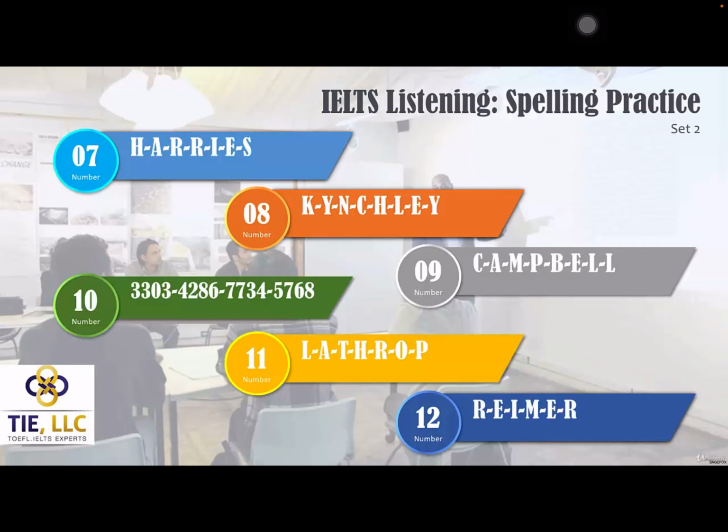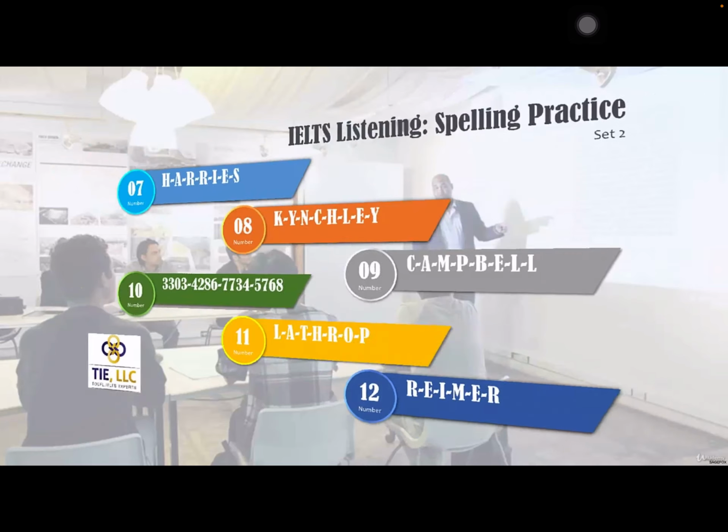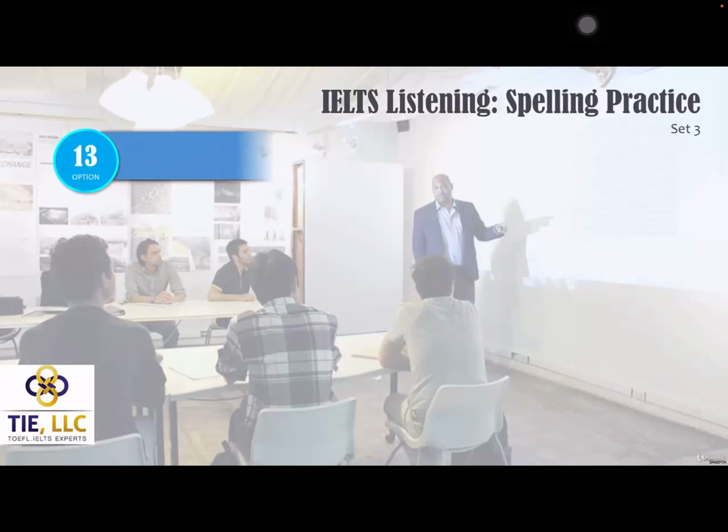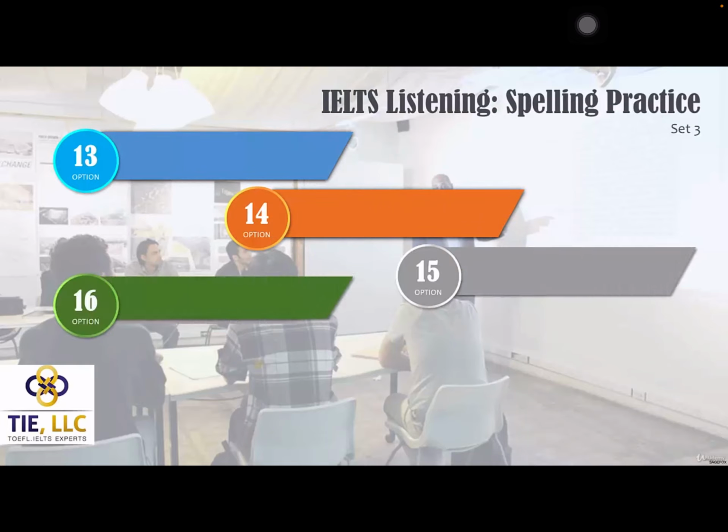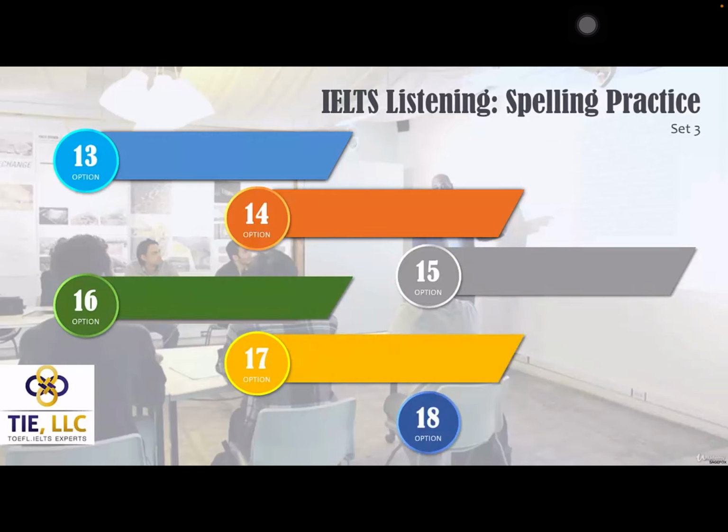Okay, so I hope right now you're hitting 100% on your spelling of names and writing of numbers. We're going to move on to our last practice set, which is practice set number 3. IELTS listening spelling practice set number 3.